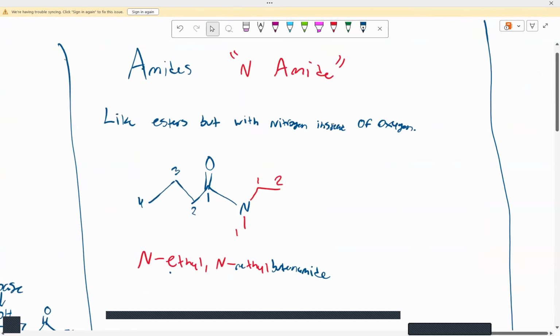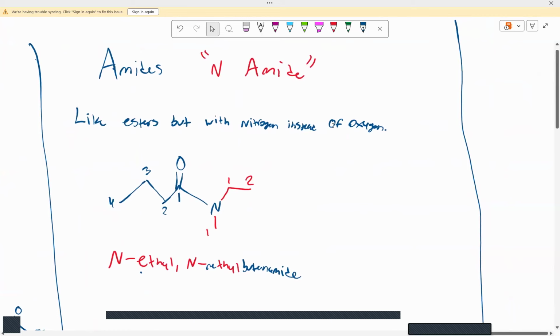Then I want to go over amines, which is N-amine. Whenever you see something that's a substituent for an amine, you'll see the N in front of it. So amines are like esters, but instead they have a nitrogen instead of an oxygen. So here I have N-ethyl, N-methyl, butanamine.